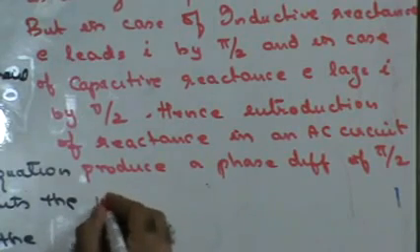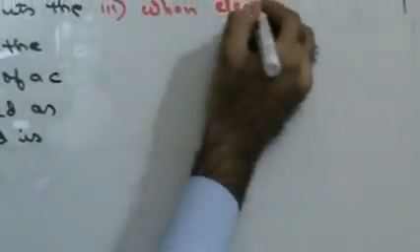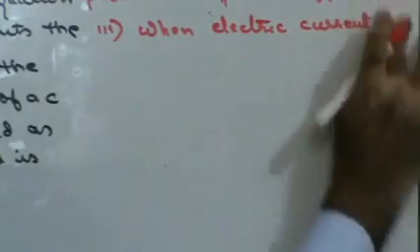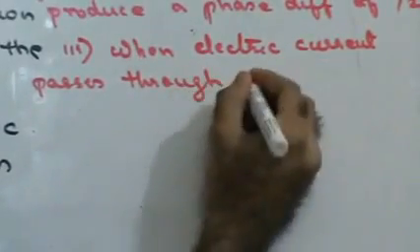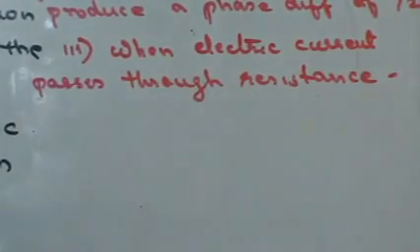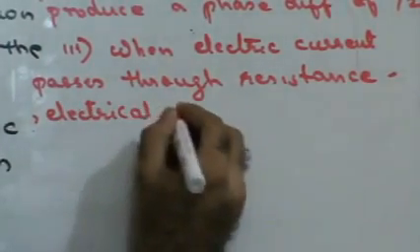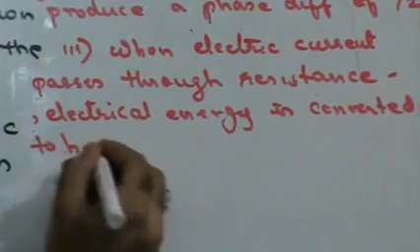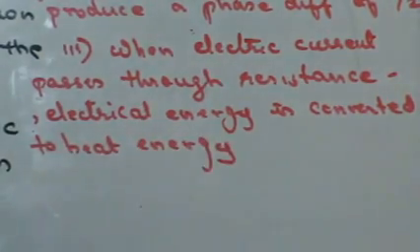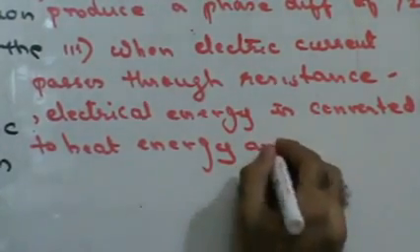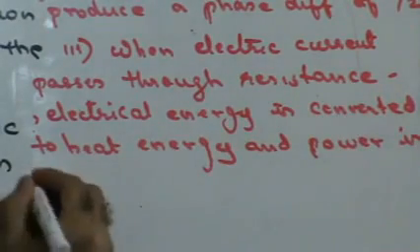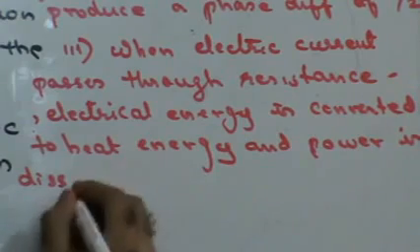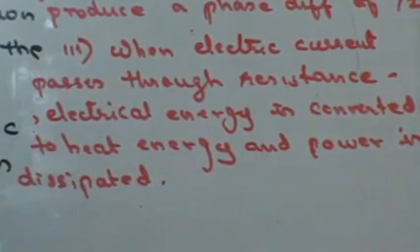Right? Third point, when electric current passes through a resistance, electrical energy is converted into heat energy, and power is dissipated in the circuit. Right? So that's in the case of resistance.